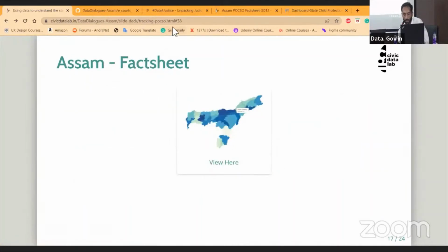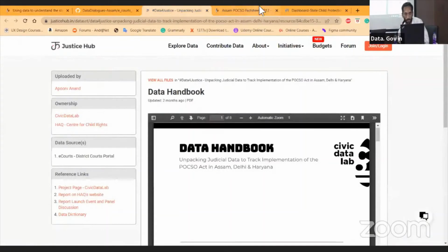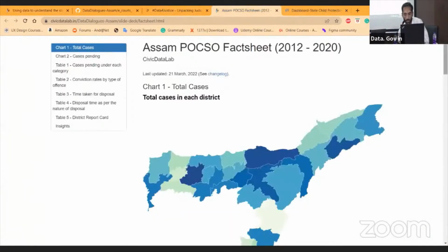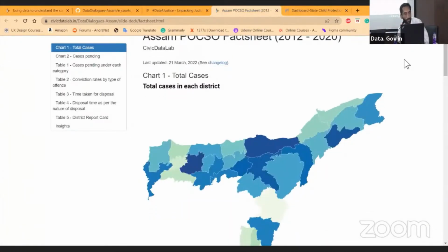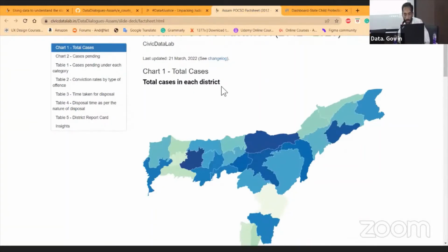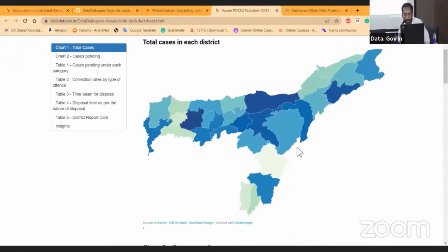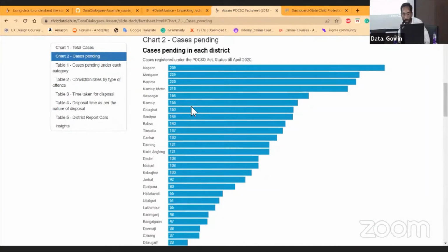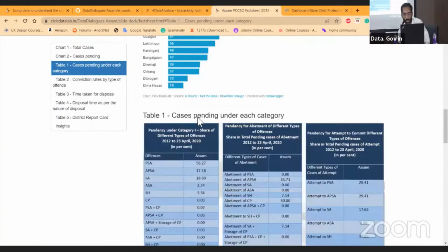Now, just to give you a brief insight, this is not a report, but just to see what all we had captured. When I put my screen, it is visible. Okay. So some basic indicators like total cases in each district, cases pending, where the cases were pending, and this is just for Assam. Cases pending under each category.